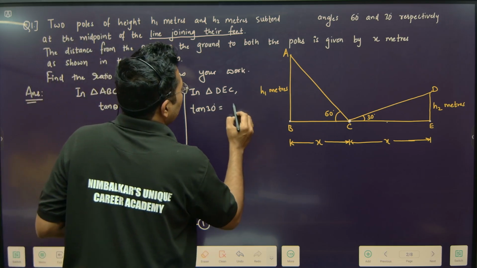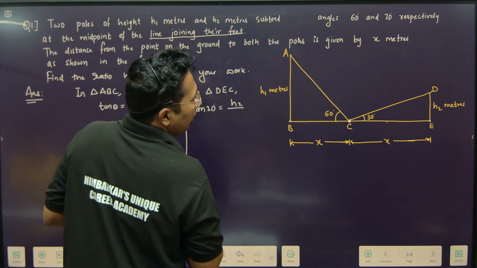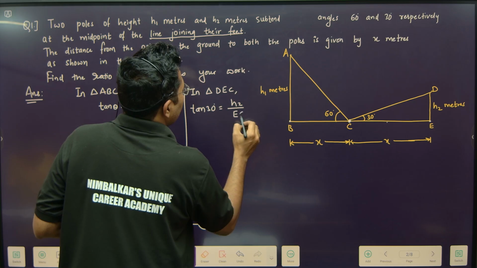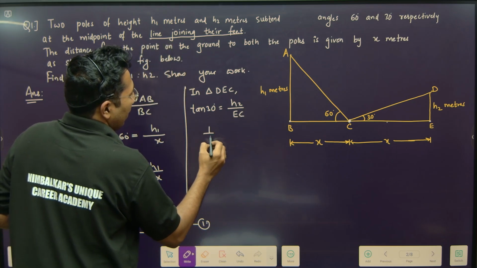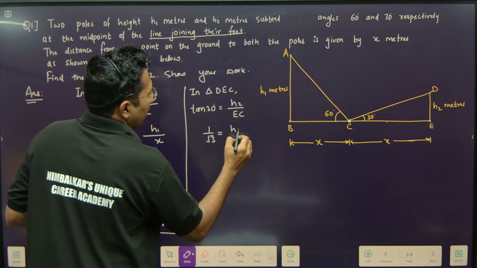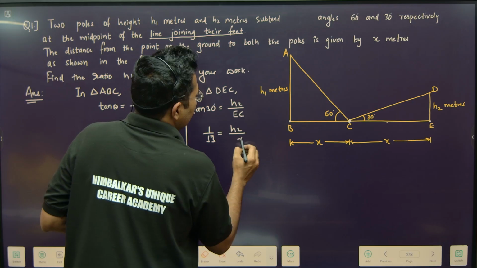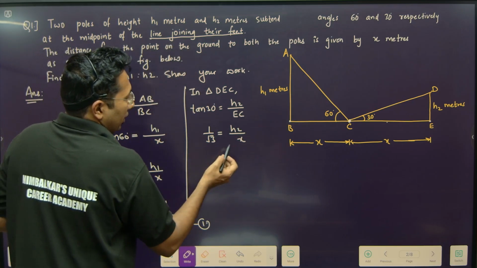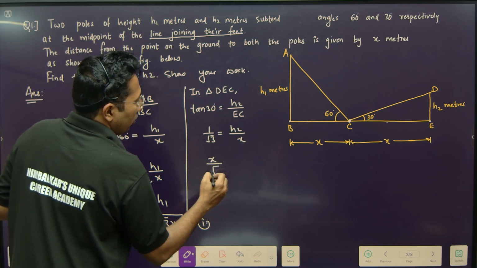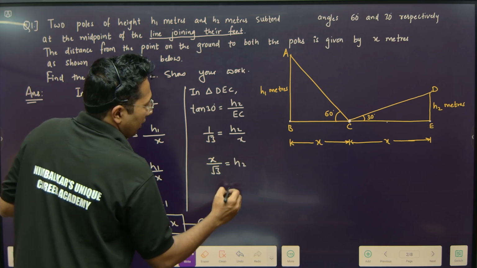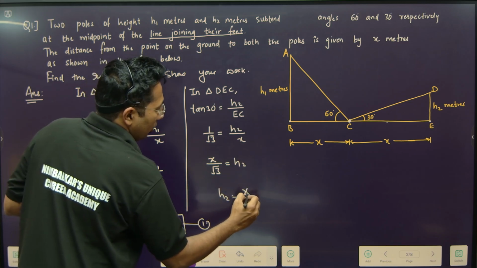H2 upon EC. Tan 30 is 1 by root 3, which is nothing but H2 upon EC. The value of EC is X. Cross multiply. You just have to multiply X with 1. X upon root 3 is equal to H2. Or we can say that H2 is equal to X upon root 3.